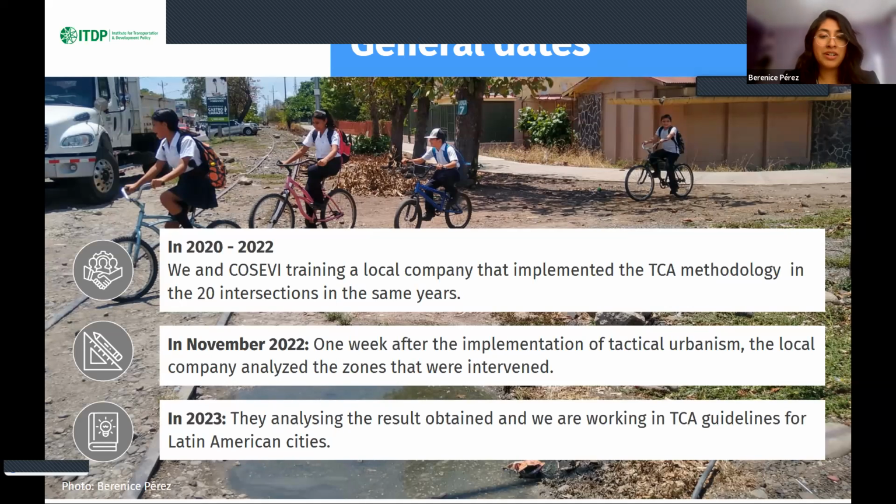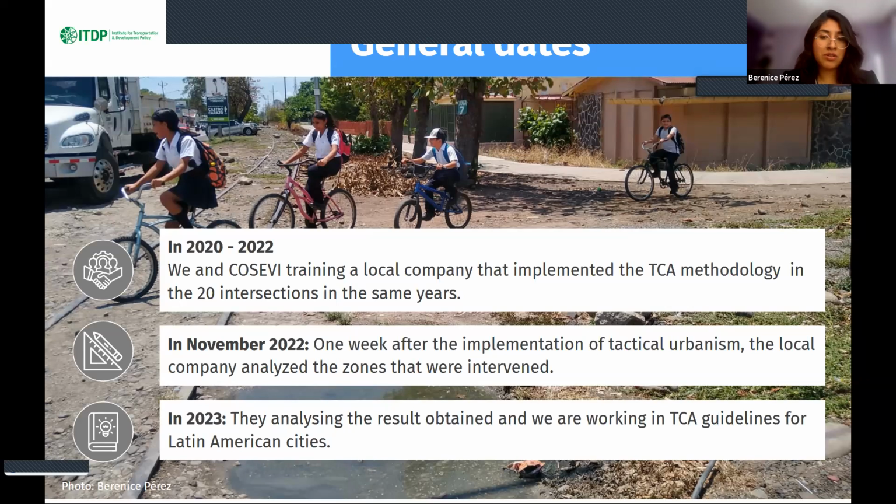Also, in November 2022, it's important to say that the tactical urbanism was removed 1 week after the implementation. This is because Costa Rica has a limit that comes from infrastructure dependence. They need to put the tactical urbanism in place, but then they remove these interventions.